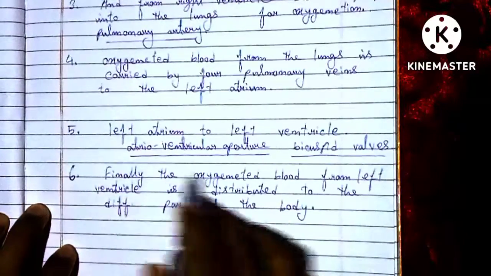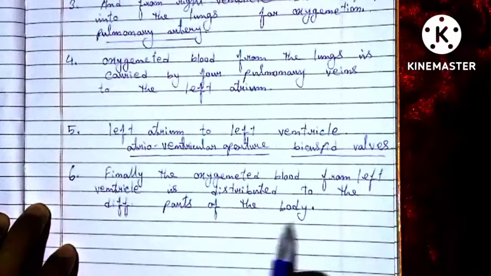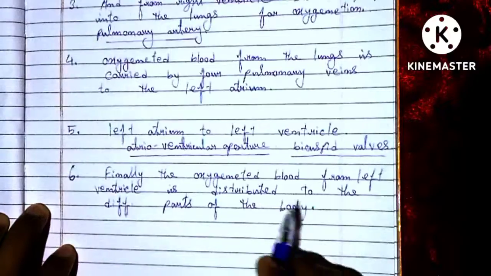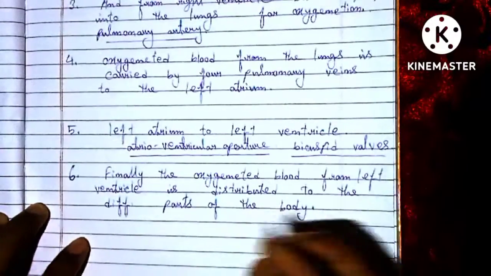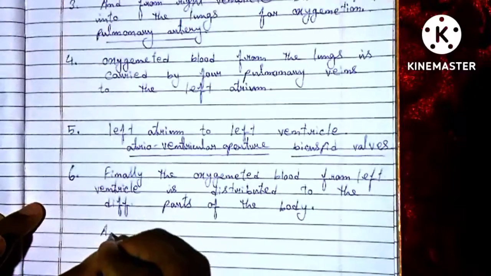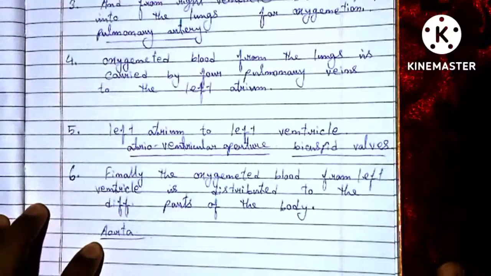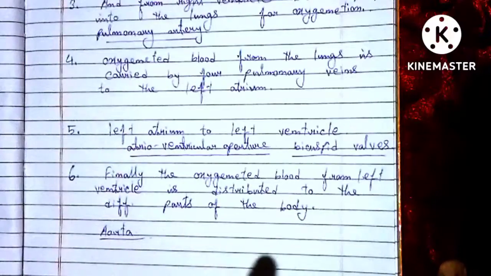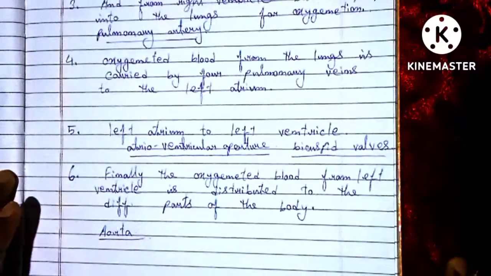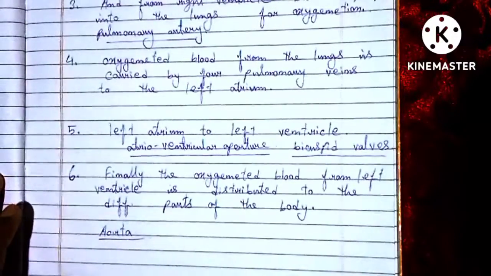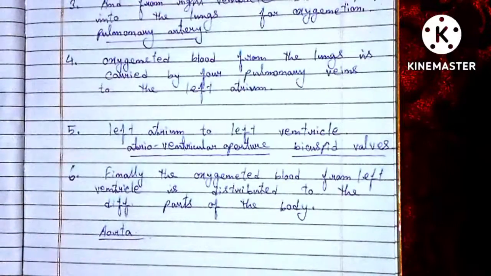So finally the oxygenated blood from the left ventricle is distributed to the different parts of the body. It is carried away by the aorta from the left ventricle and distributed to the whole body. So this is actually known as the circulation of blood through the human heart.